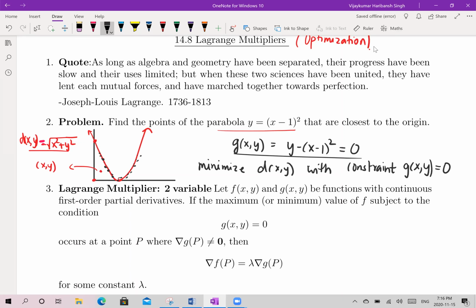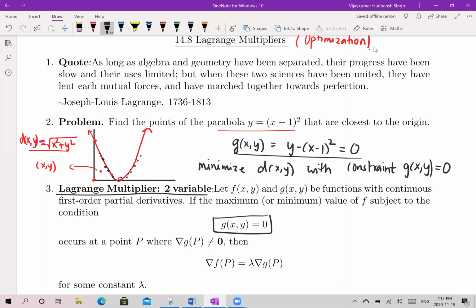So the idea is, again, you have a function and you have a constraint curve, which basically restricts the kind of point you can choose for maximum or minimum. So let's look at it formally. We'll start with a function of two variables. Lagrange multiplier for two variables: let f of (x, y) and g of (x, y) be continuous functions with continuous first-order partial derivatives. We are assuming the function is nice. Now, we want the maximum and minimum value of f subject to the condition that g of (x, y) equals 0. That means x and y are coming from g of (x, y) equals 0.